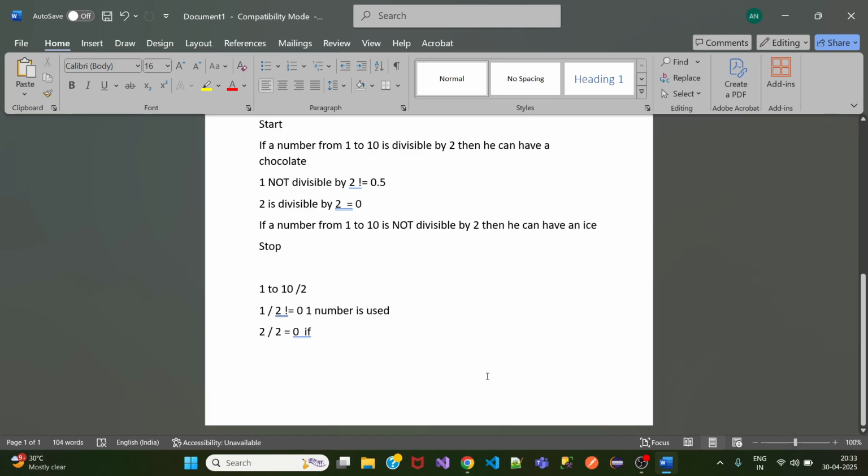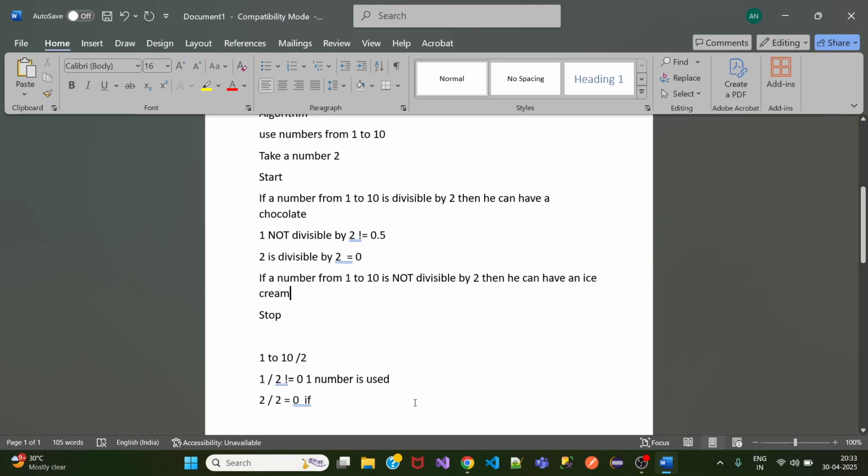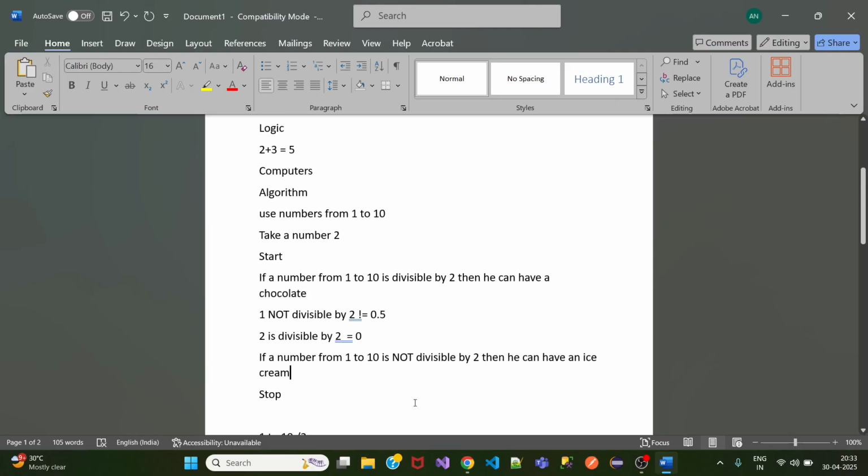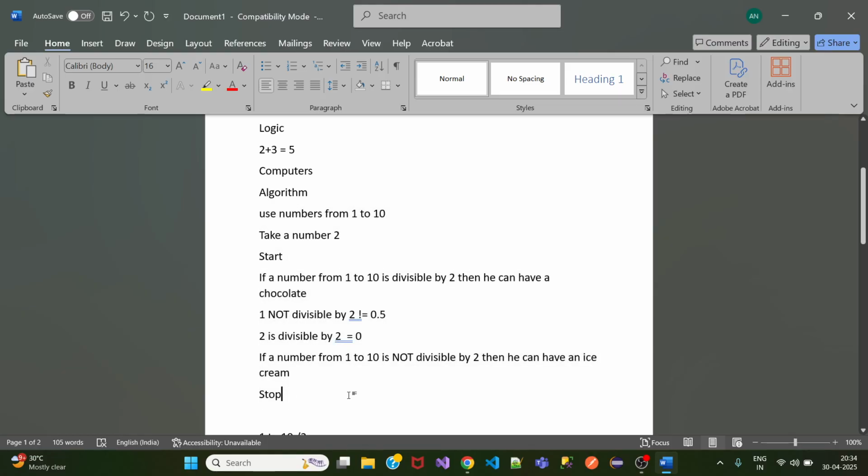Everyone, can you please write this algorithm? This algorithm needs to be written. I'll tell you why exactly this is required and why it will be helpful for you in any programming or coding or any logic.